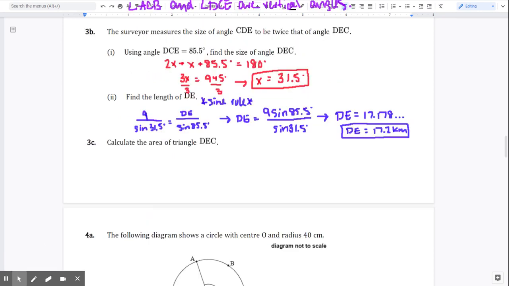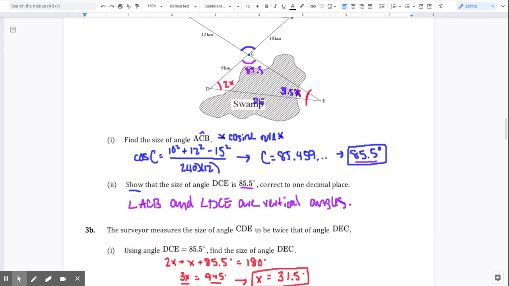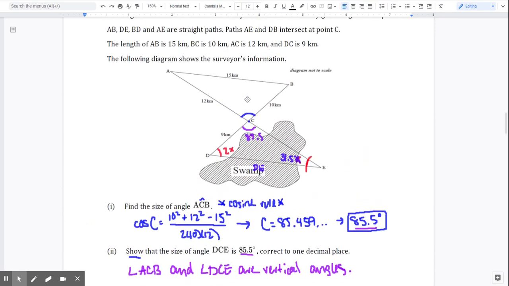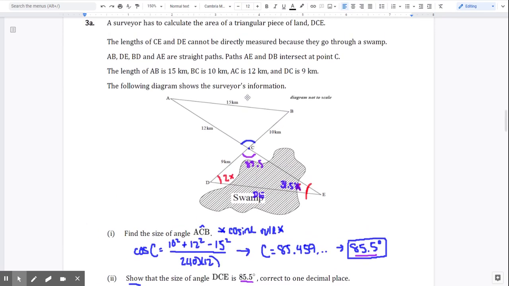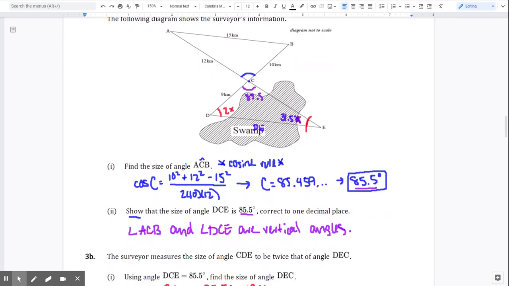Finally, part 3, calculating the area of DEC. So calculating the area of this bottom triangle. That was the whole goal throughout all of this anyway. If you remember from the beginning, they have to calculate the area of that triangular piece. So that's why we've had to do all this work.